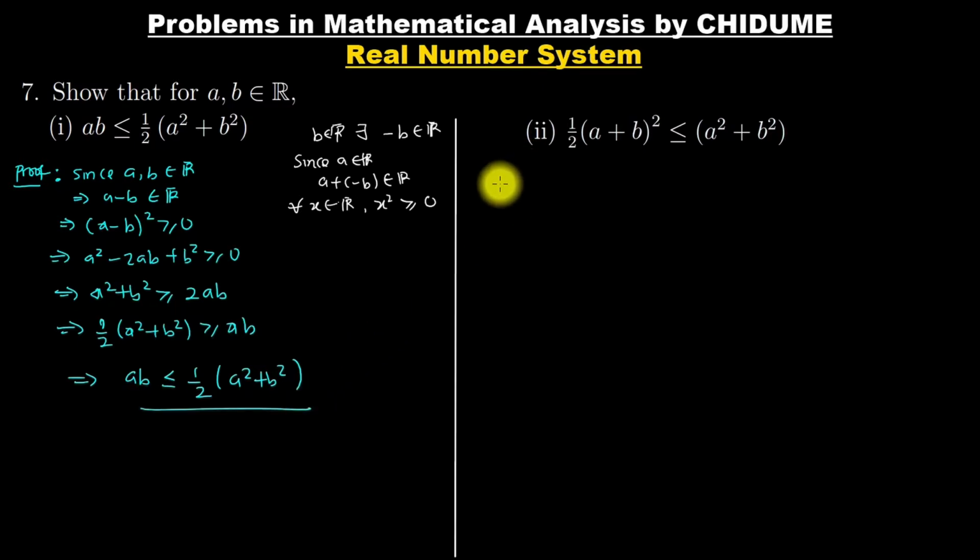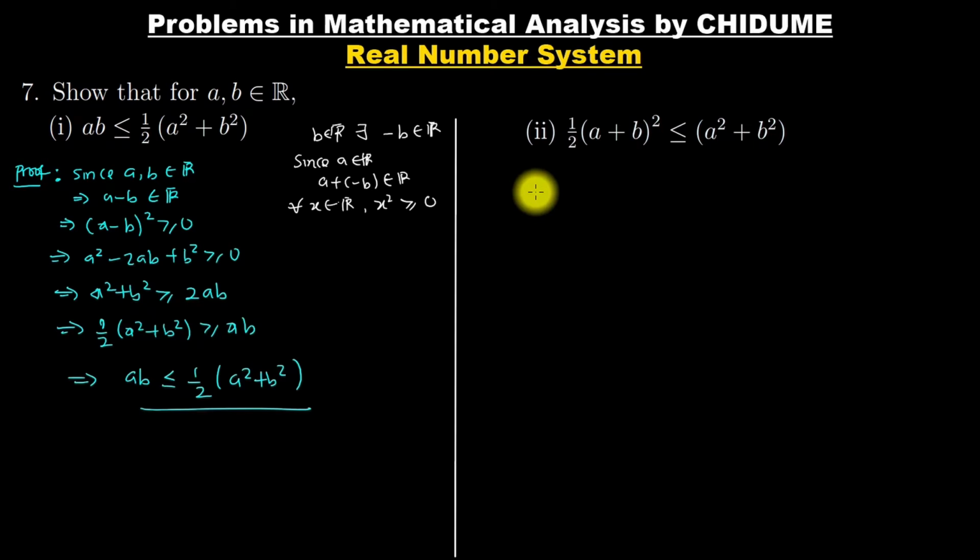Again, for the second one we are asked to prove that 1 over 2 open brackets a plus b all square is less or equals to a square plus b square. Now since a and b belong to R, that implies that what? A square plus what? B square minus 2ab. Alright, so directly from here.